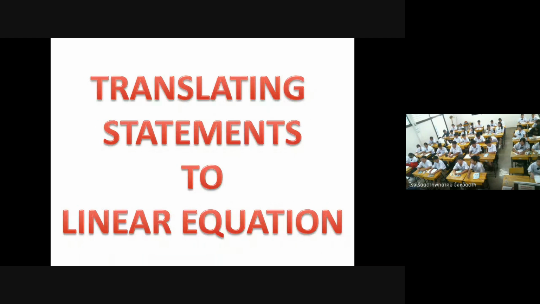So what we're going to study today is we're going to translate statements, meaning from words, into linear equations, into symbols. Again, words to symbols.